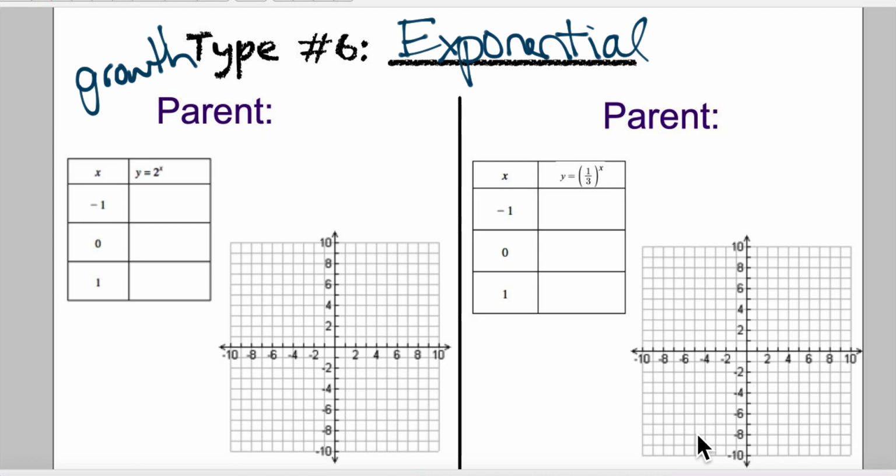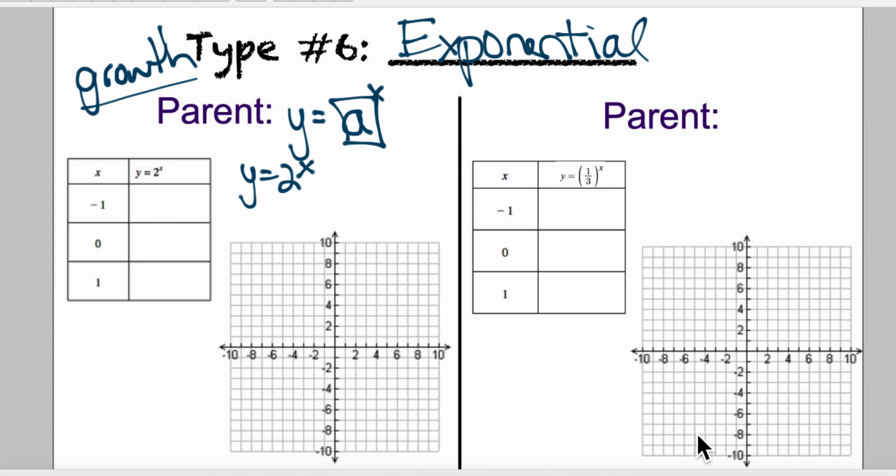Basically, if you have y equals some number to the power of x, if that number is bigger than 1, that is going to be exponential growth. So in our case, we have y equals 2 to the x. That is an example of exponential growth. You could think of that as a parent function, but it could be 3 to the x or 4 to the x or anything like that.